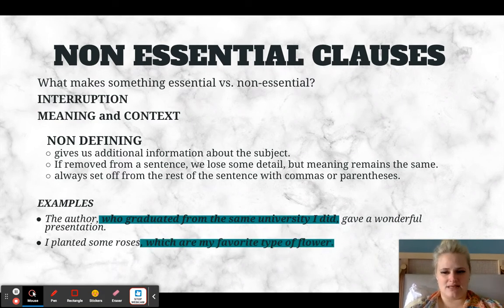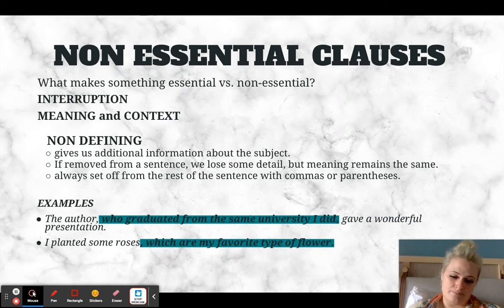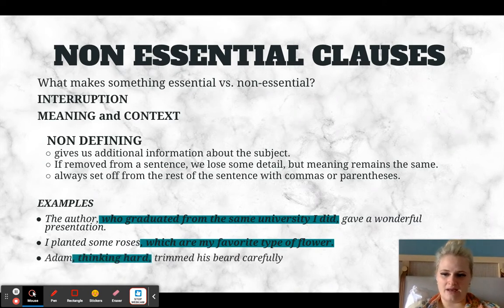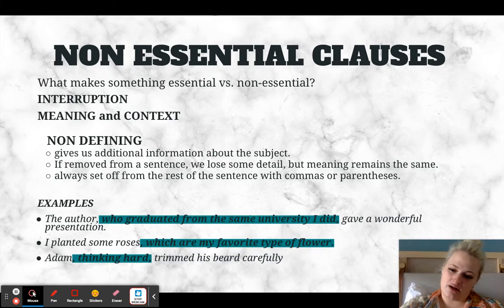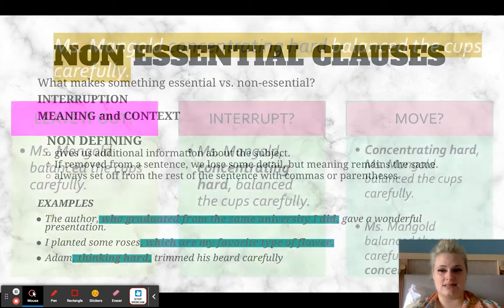I planted some roses. Makes sense. Which are my favorite type of flower. That's actually like not true at all, but still. It adds just a little bit more detail, but I can take that out. Now notice it's at the end, it's not in the middle. Adam, thinking hard, trimmed his beard carefully. All right, so that is, again, an interrupter in the middle. You have to think hard when you're trimming your beard, I would imagine. I asked Mr. Restad. He said yes. So I have that, but if I took that out, still totally makes sense.